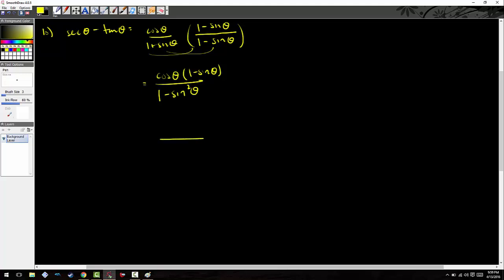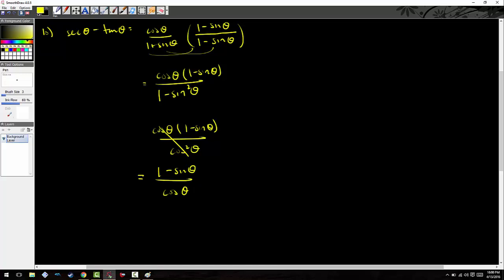Well, 1 minus sine squared theta is cos squared theta via a Pythagorean identity. And that gives me cos theta up top, 1 minus sine theta here. Again, since I have 2 terms being multiplied, I can go and cancel those out. I end up with 1 minus sine theta over cos theta. And that equals, still, this left side.